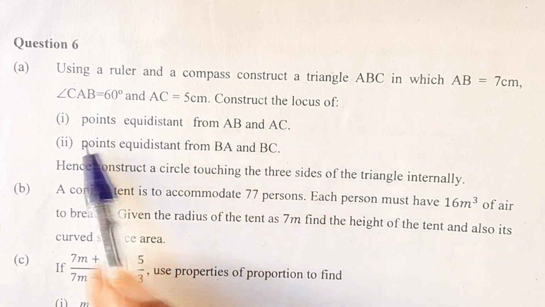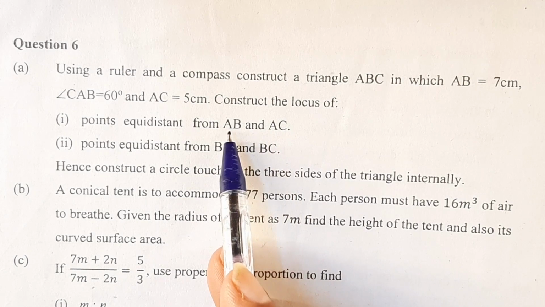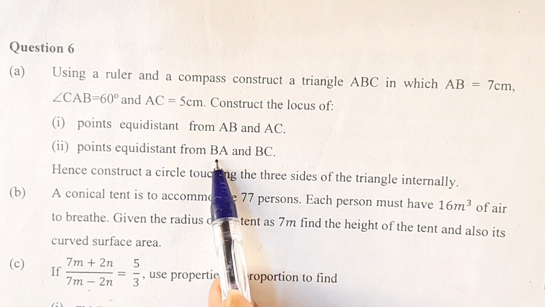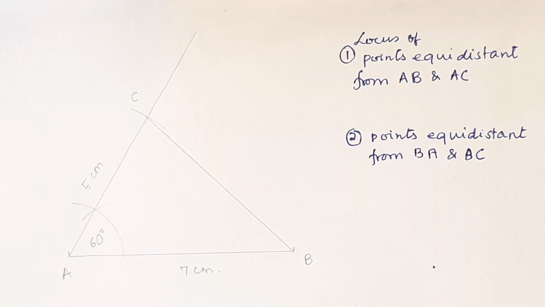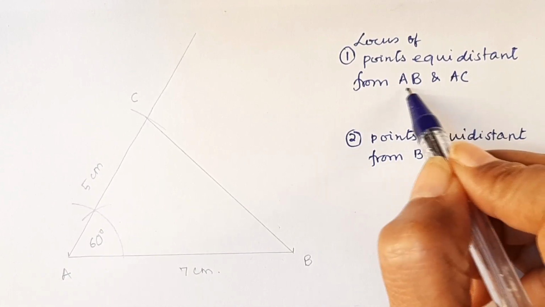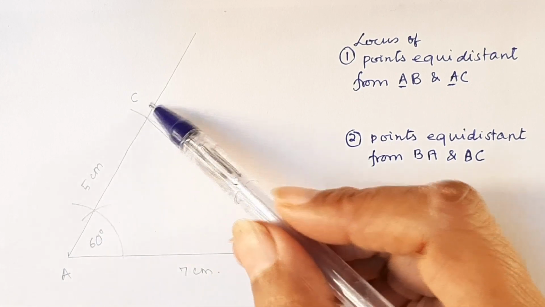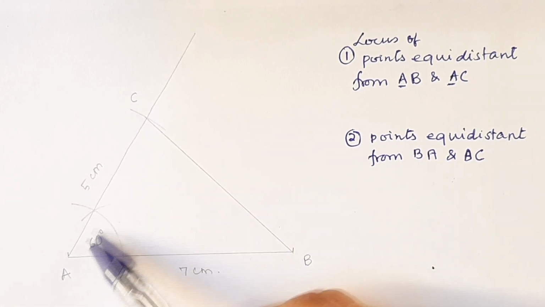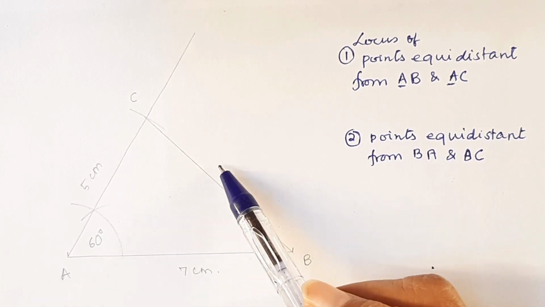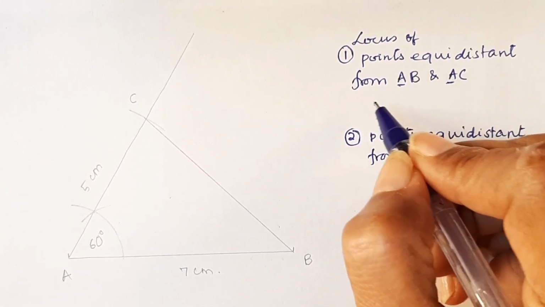Now we have to construct the locus of points equidistant from AB and AC. The common vertex is A here. And points equidistant from BA and BC, the common vertex is B here. So I have written just that over here. Now AB and AC, common vertex is A here. And AB is here, AC is here. So the point equidistant from AC and AB will be somewhere here. That will be angular bisector as we saw in my earlier video. The link will be in the description box.